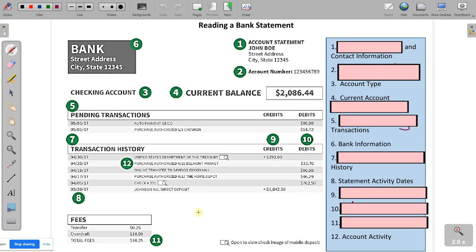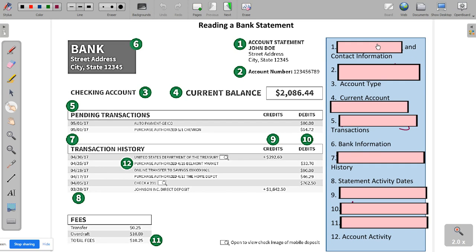Today we're going to be looking at how to balance a checkbook. So the first thing we are going to take a look at is reading a bank statement. So here's an example of a bank statement. When you have a checking or a savings account, you will either have access to your bank statement online or they mail it to you.